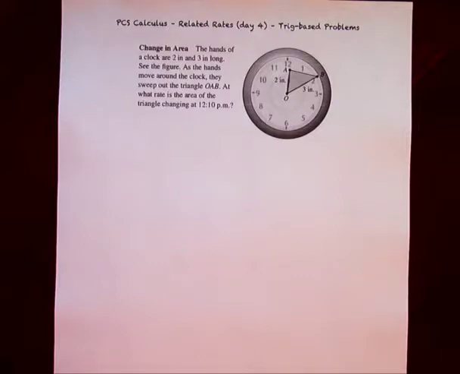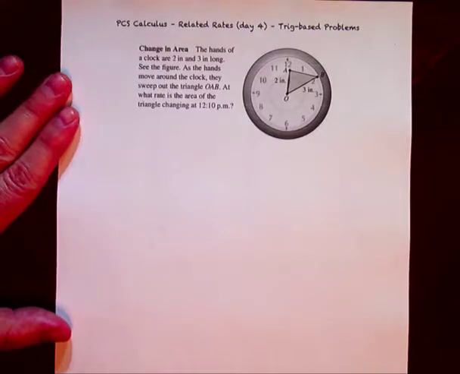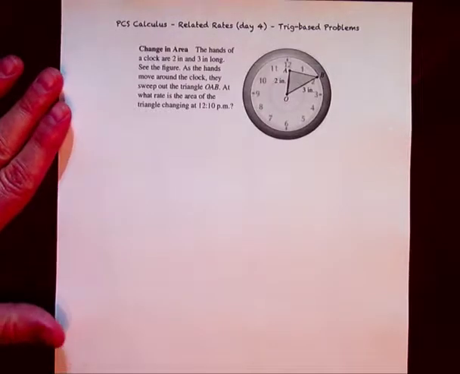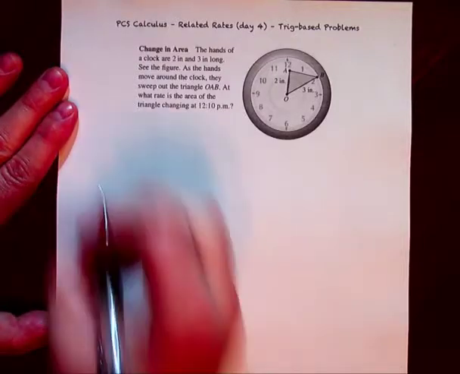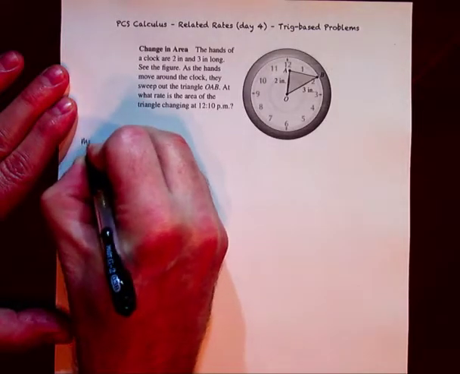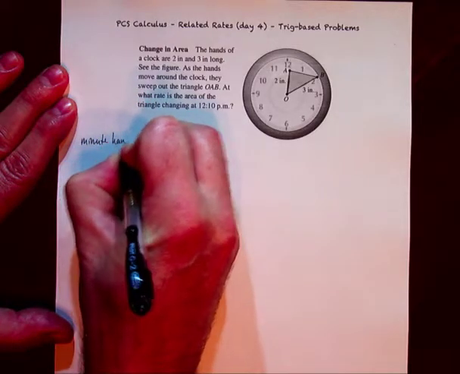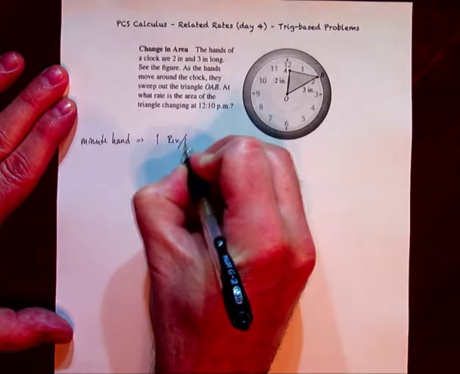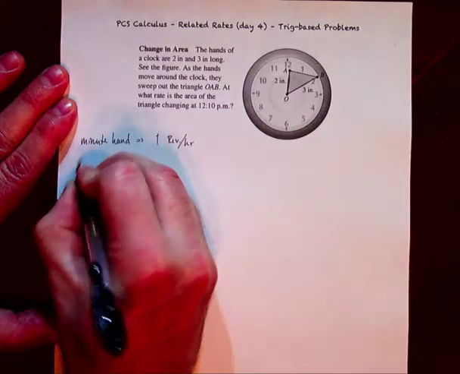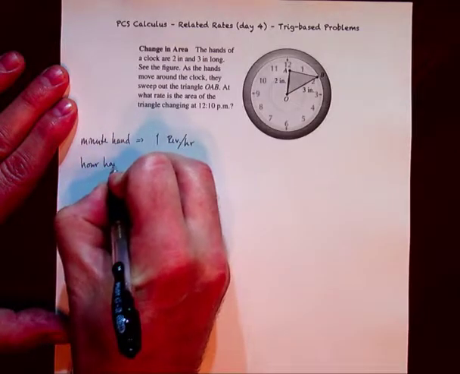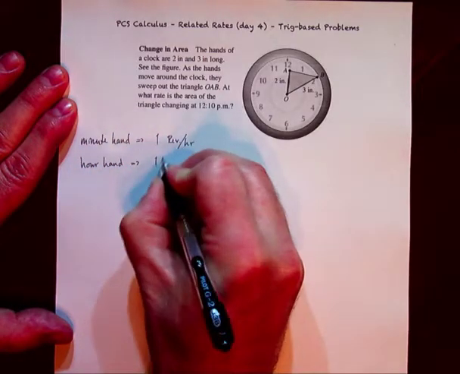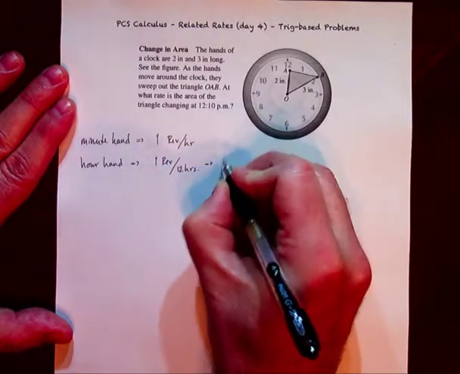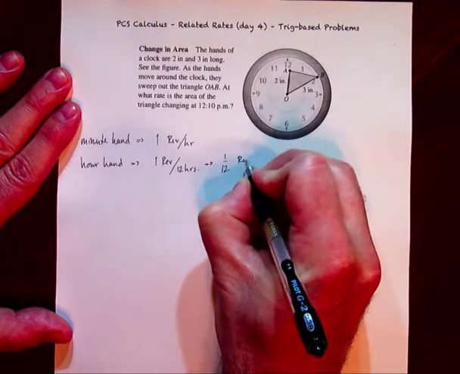Now, you need to remember that what's implied in this scenario is how fast each of those hands goes around. Now, of course, the minute hand is 1 revolution per hour. The hour hand is 1 revolution every 12 hours. So that winds up being 1/12 of a revolution per hour.